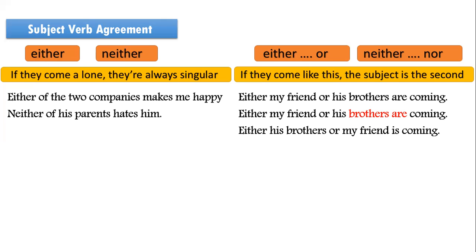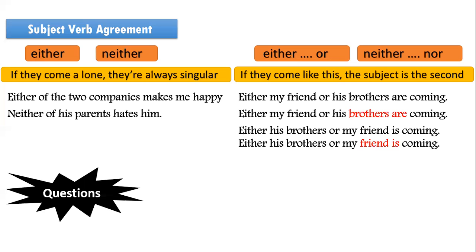Still, it's the same sentence, by the way. It is the same sentence. But why here is the verb "is," not "are"? Because what comes before the verb is the phrase my friend. My friend is singular, so it should be so. Either his brothers or my friend is coming. So my friend is the subject, so it's a singular subject.